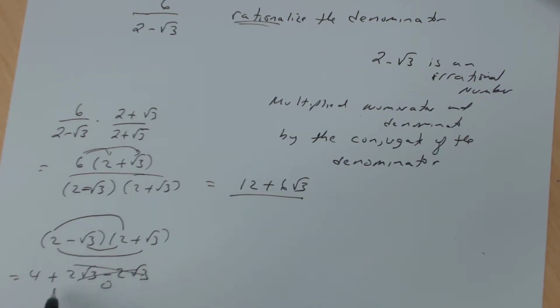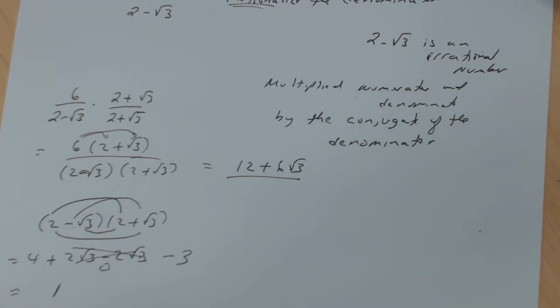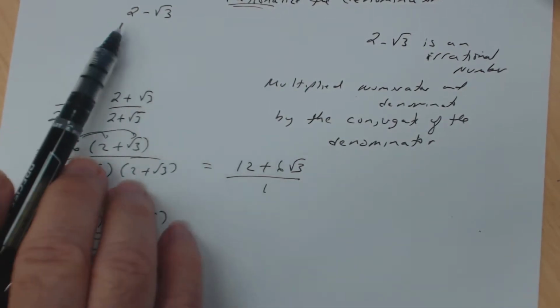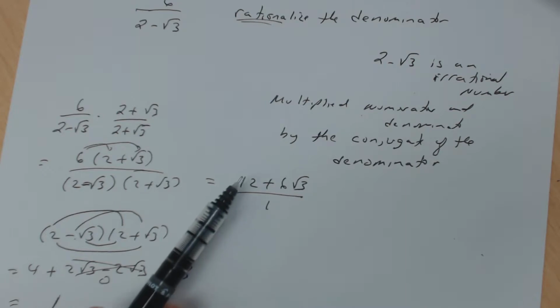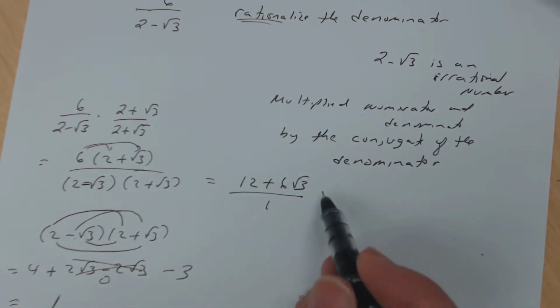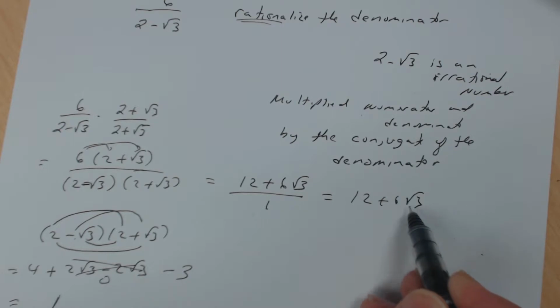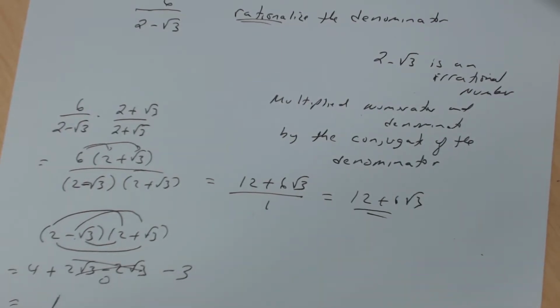Now the last. A negative times a positive is a negative, and the square root of 3 times the square root of 3 is just 3. So you ended up with 4 minus 3, which is 1. Notice I went from an irrational number to a rational number. We rationalized the denominator, and then we simplified. 12 plus 6 square root of 3 divided by 1 is just 12 plus 6 square root of 3. So that was a review from a previous course.